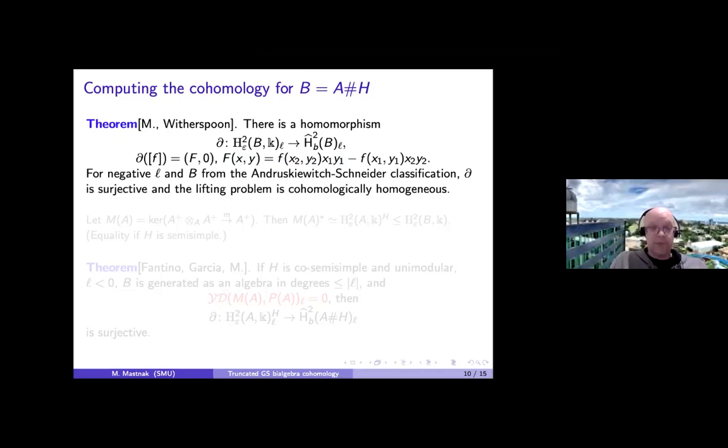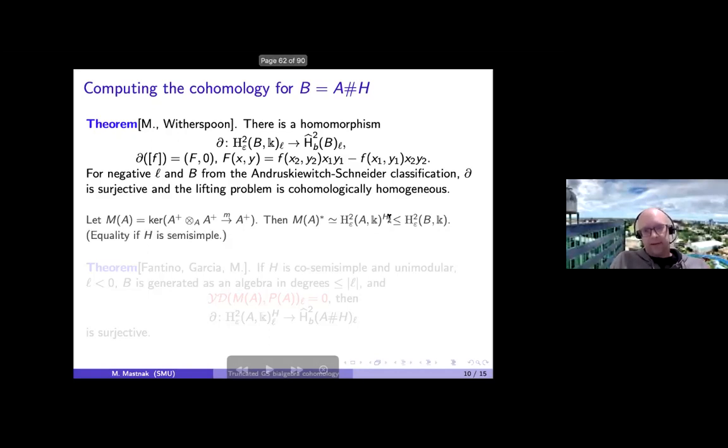Yeah. And then a few years ago, when I was in Argentina and I was learning a lot of nice things from Gaston, we revisited this, and we generalized this result quite a bit. So if we define M of A to be the kernel of the multiplication map on these coinvariants, then the algebraic dual of this M of A can be identified with the H-stable part of the cohomology, which of course is just equality if H is semisimple, right?